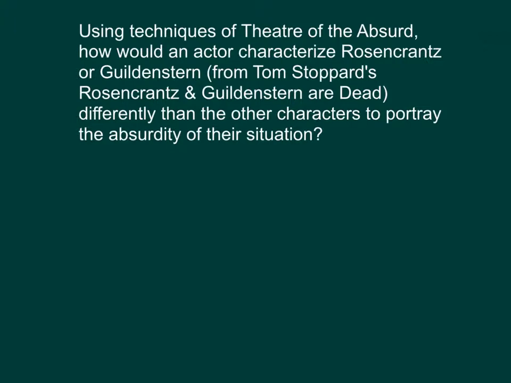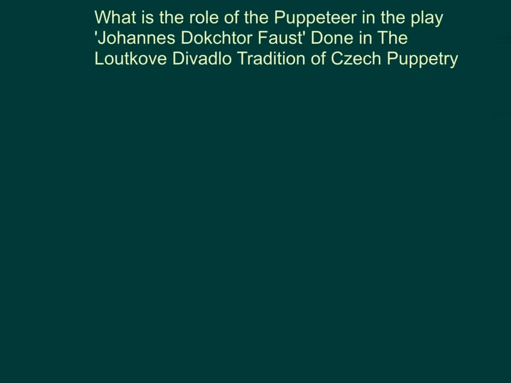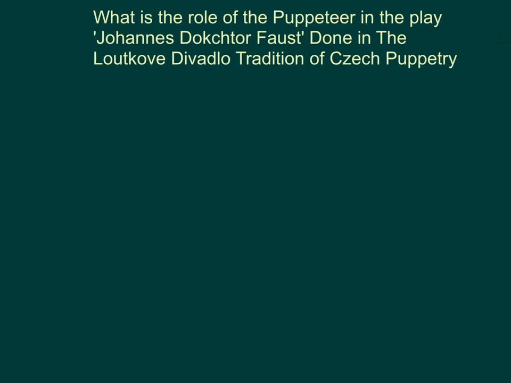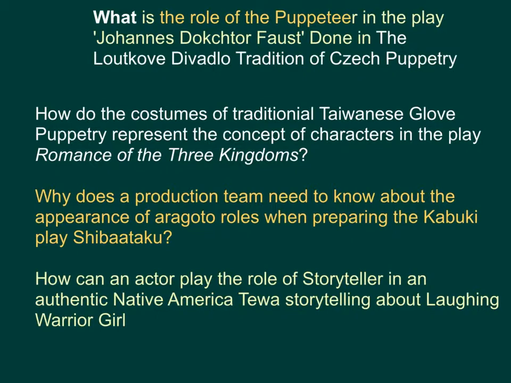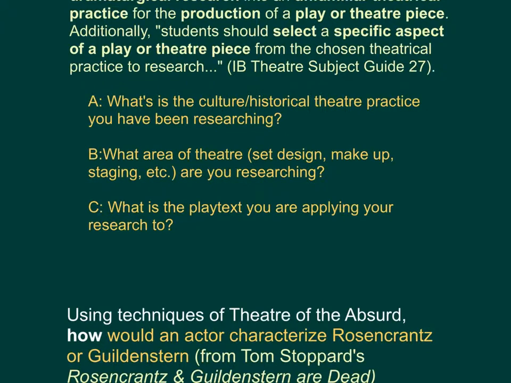Let's try that again with another question. Okay, the second example. What is the role of the puppeteer in the play Johann Doktor Faust, done in the Loutkové Divadlo tradition of Czech puppetry? Wow, I've never even heard of Czech puppetry, but boy, doesn't that sound interesting. All right, I'm going to provide you with a couple more examples, and let's see if you can break them down on your own. Now, I've provided you with 3 questions. Go ahead and see if you can break them down and determine which parts of the question represent A, the culture or historical theater practice, B, the area of theater, and C, the play text or theater piece.